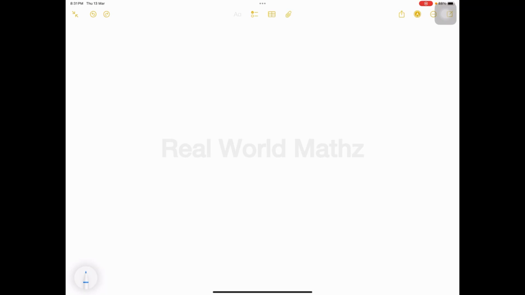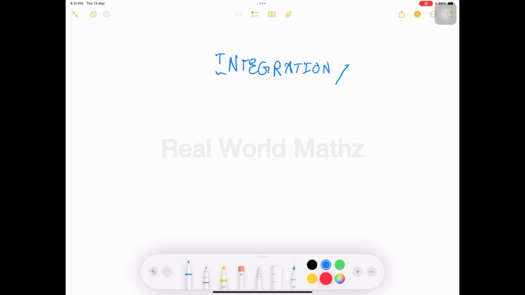So in today's episode, we are going to be dealing with one of the most important topics in mathematics, which you particularly learn in the second PU. So that is, today we'll be discussing integration. Commonly, integration is also called antiderivative.